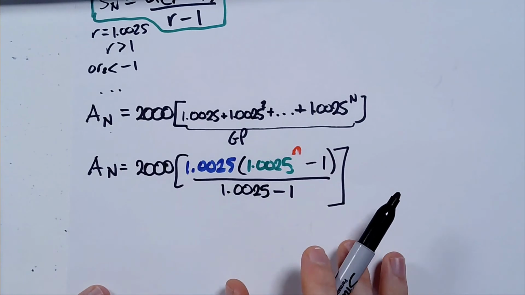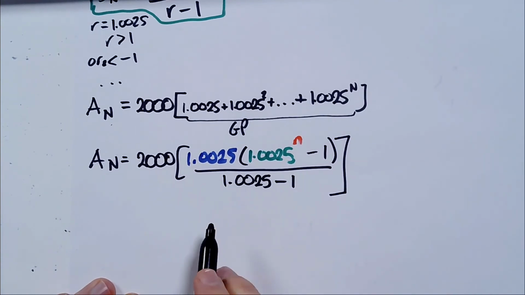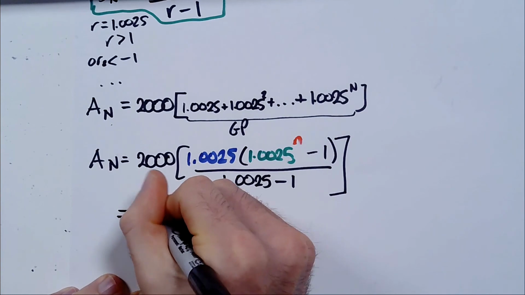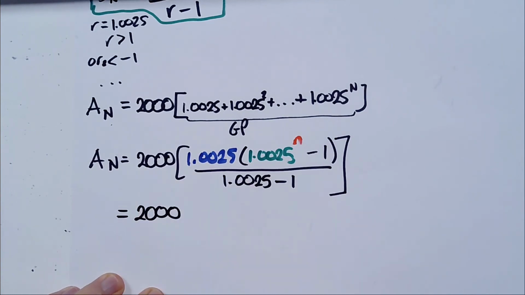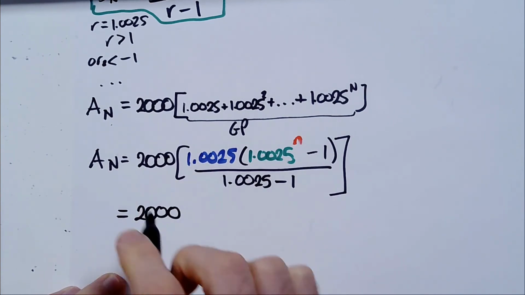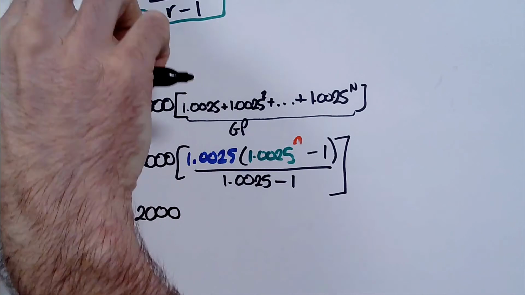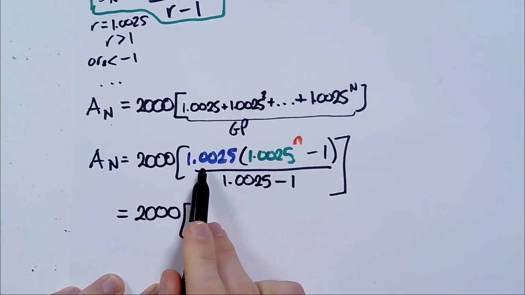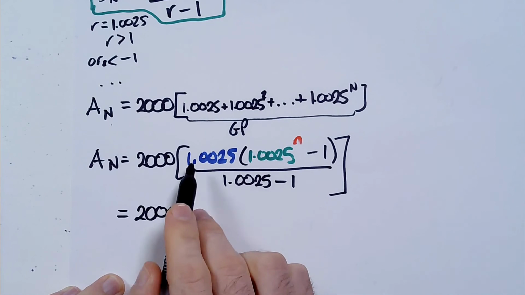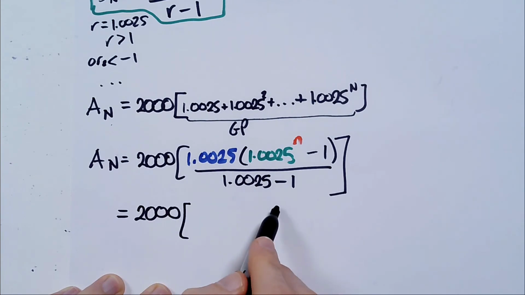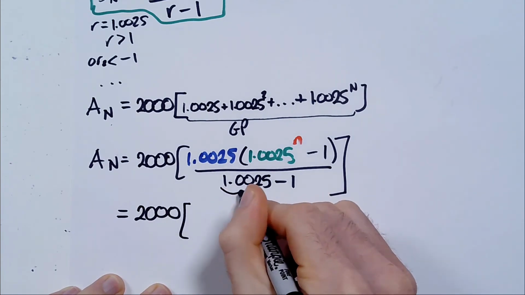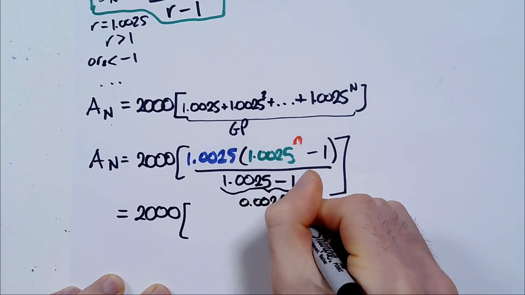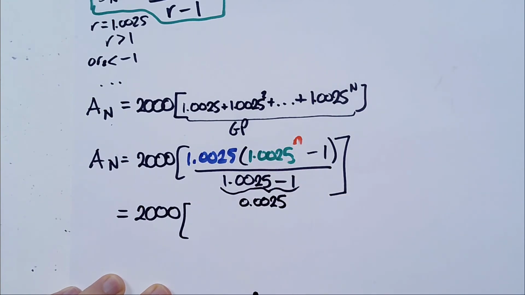So now what we can do is we can simplify some of this. Pay careful attention here. This is important. A lot of people miss this step. If we have $2,000, what we can do next to it is write the bracket, but instead of writing this numerator and this denominator, I know that this part simplifies to 0.0025. You could just see that in a calculator.